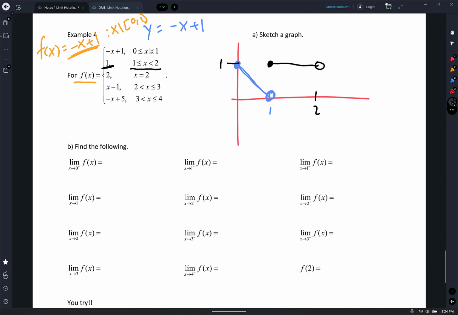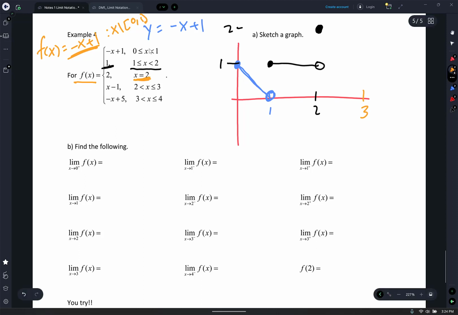Okay. Now let's go to between 2 and 3. I'm going to go slow and relax. It's the same idea. Before I go to that one, notice at x equals 2, it says equals 2. So at x equals 2, I'm going to say 2 is up here. Put a point at (2, 2). All right, here we go.